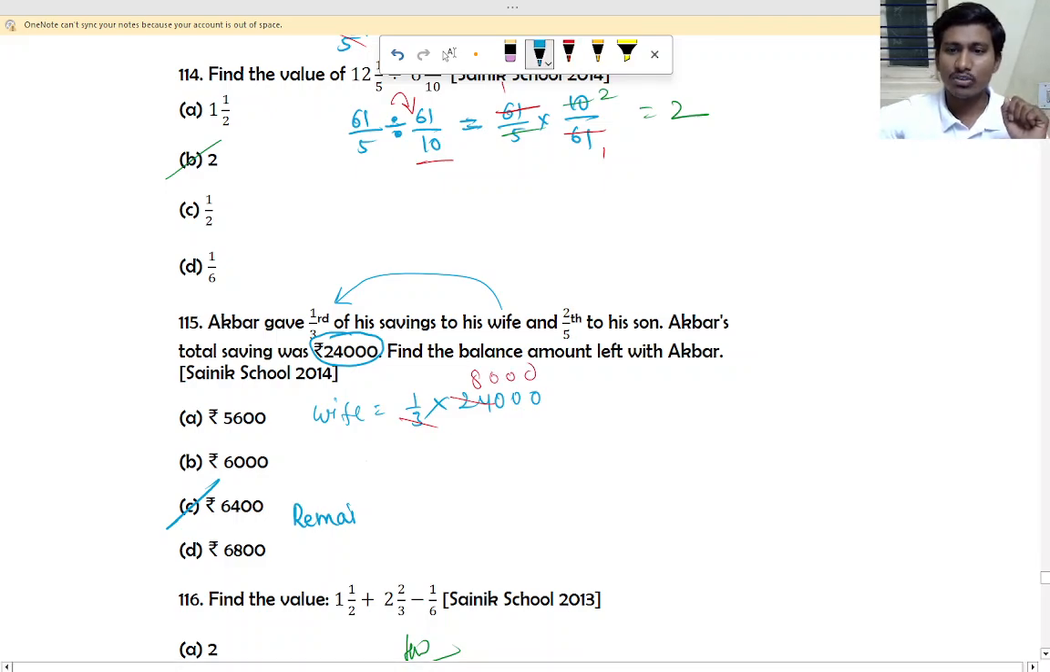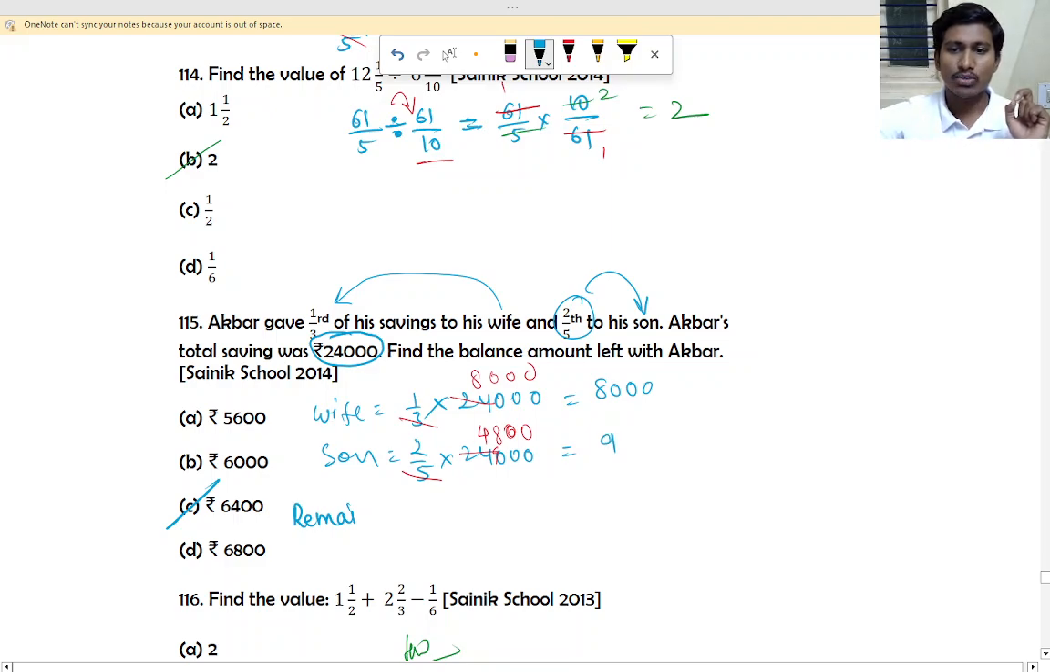So to wife he gave how much? 8,000 rupees. To son he gave how much? 2/5. So son is how much? 2/5 of how much? That is 24,000. Now cancellation. So 5 how many is? 5 4s are 20, 4 will be remaining, 5 8s are 40, 0 0. So 4800 into 2, double will be how much?